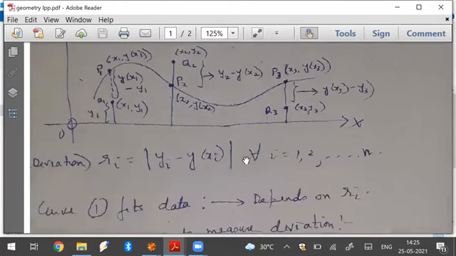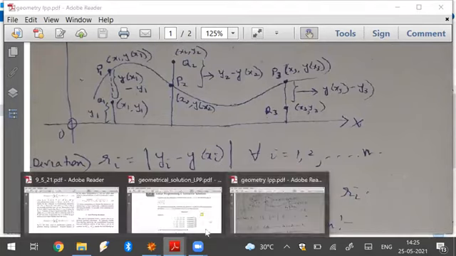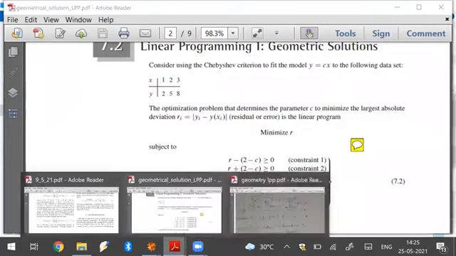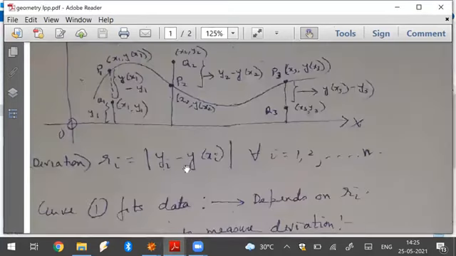Depending on that, we define a new variable ri. I am calling this the deviation; in the main lecture material, they call it the residual error. This is the residual or the error. For every point you are going to get this residual or error, that is the deviation.